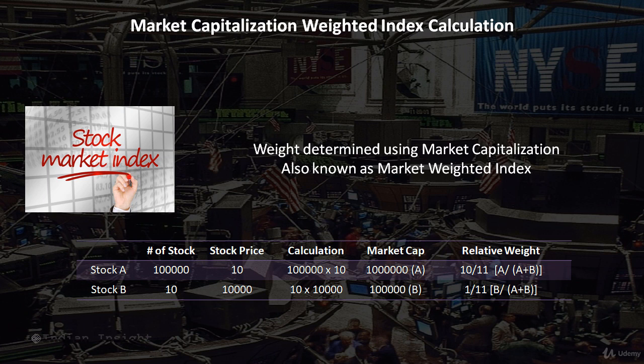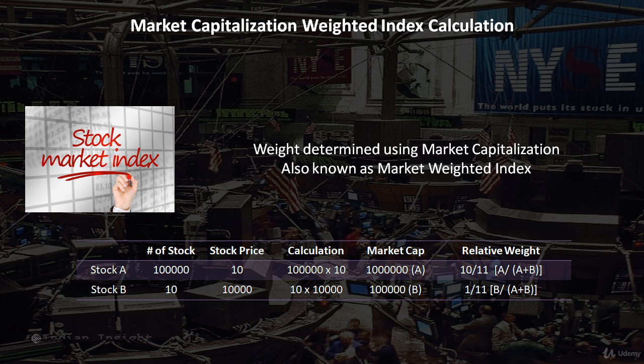So in case of this example, if stock A has 100,000 stocks issued while stock B has only 10 stocks issued, then the market capitalization of stock A would be 1 million, while that of stock B will be 100,000. We will use each stock's market cap and divide by the total market cap of the index constituents. So in this case, the total market cap would be 1.1 million. In order to arrive at the index, the weight of each stock would be calculated by dividing the stock's market cap by the total market cap.